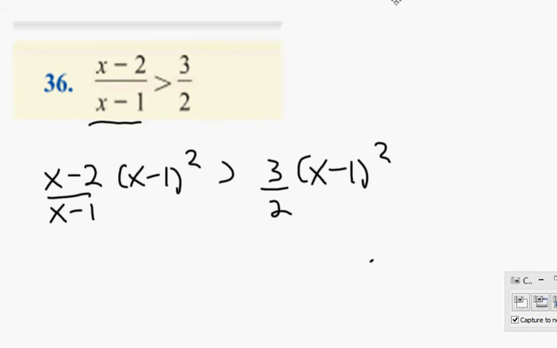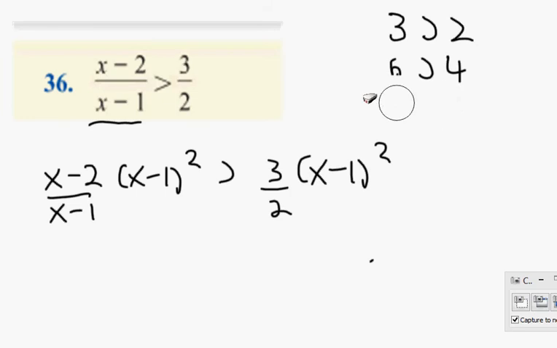So for instance, if I have 3 is greater than 2, and I multiply both sides by any positive number I want, let's say the number 2, 6 is greater than 4. If I multiply by 3, 9 is greater than 6. It doesn't affect the direction of the inequality. That's why I do it this way.